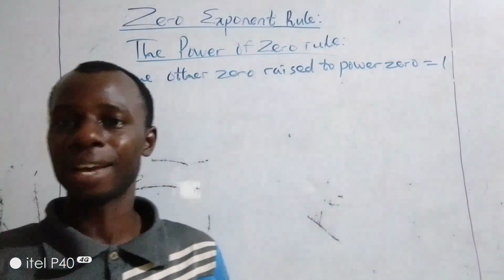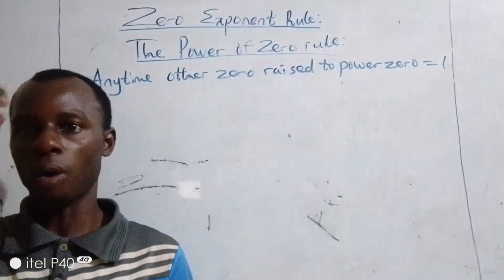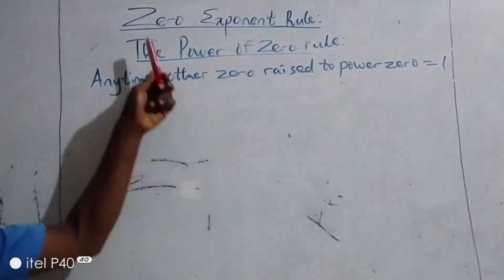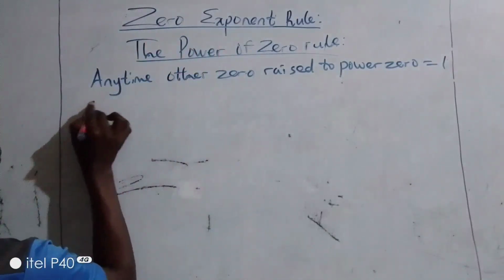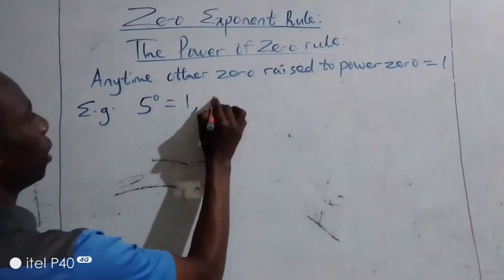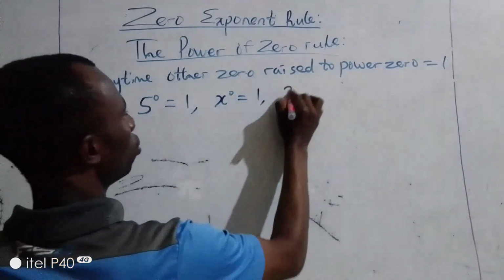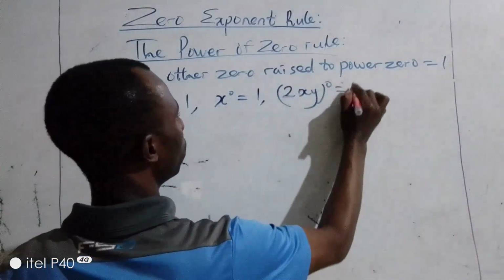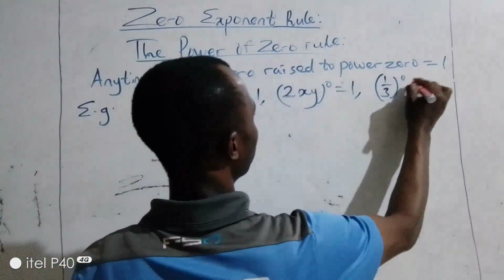That is, if you raise any figure, any digit to the power of 0 other than 0 itself in mathematics, it will give you 1. So we call that the zero exponent rule. For example, 5 raised to power 0 is 1, x raised to power 0 is 1, 2xy all raised to power 0 is 1, 1 over 3 all raised to power 0 is 1.